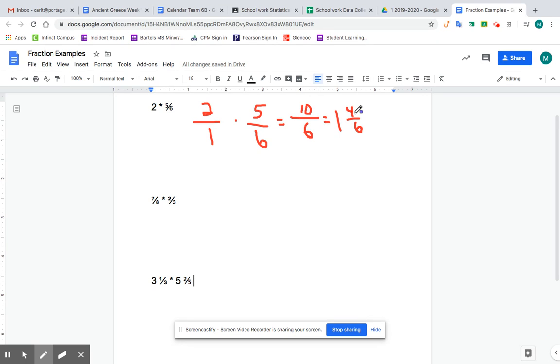Again, look to see if I can reduce, and I can divide by 2. So my final answer is going to be 1 2/3.